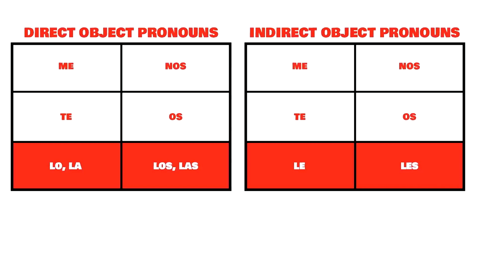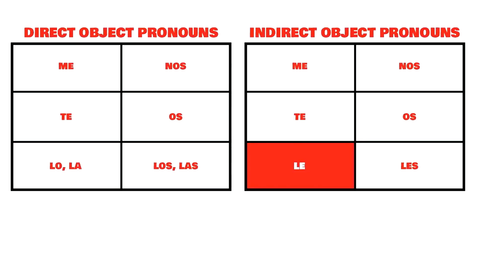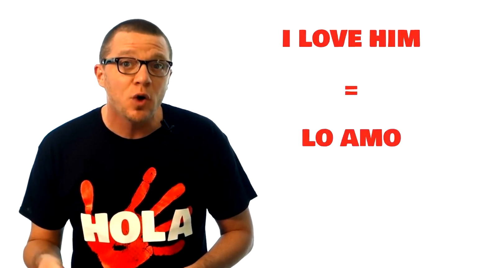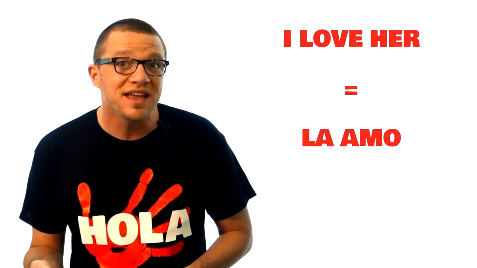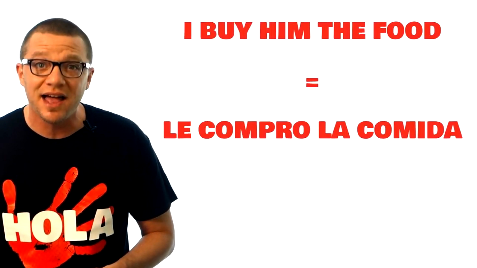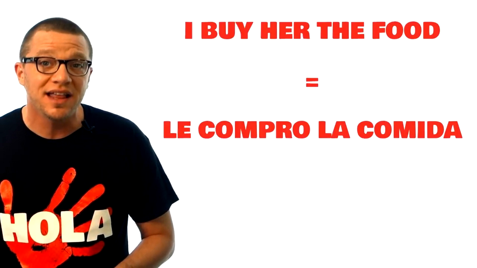With direct object pronouns, him is masculine and her is feminine. Him is lo and her is la. But with indirect object pronouns, him and her are both le. It works the same on the plural side. So I love him would be lo amo. I love her would be la amo. But I buy him the food would be le compro la comida. And I buy her the food would also be le compro la comida. See how this can get a little confusing?